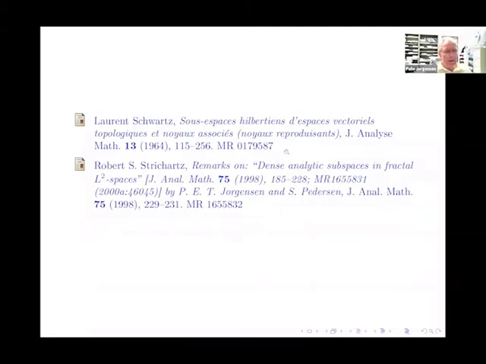And the last one here is actually a comment by Strichartz to the paper with Petersen. And the comment has to do with the different approaches, wavelet approaches, operator theory approaches. And Strichartz wanted to get in print a wavelet approach to these fractals.